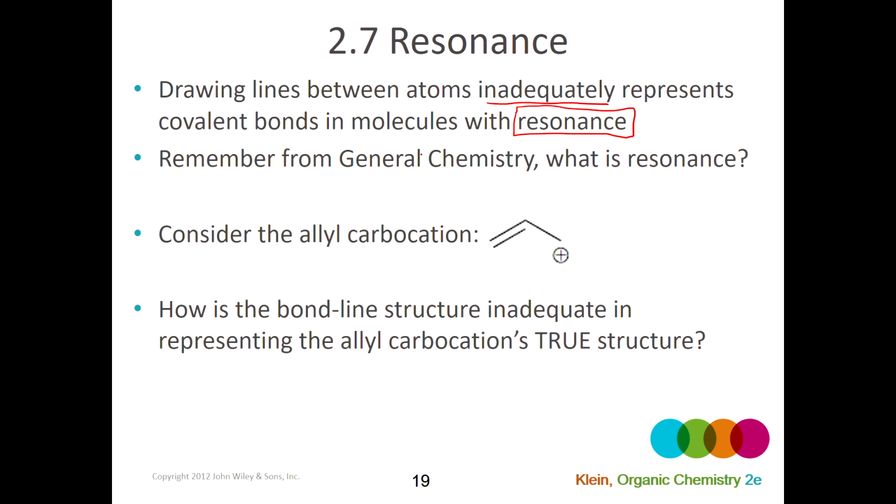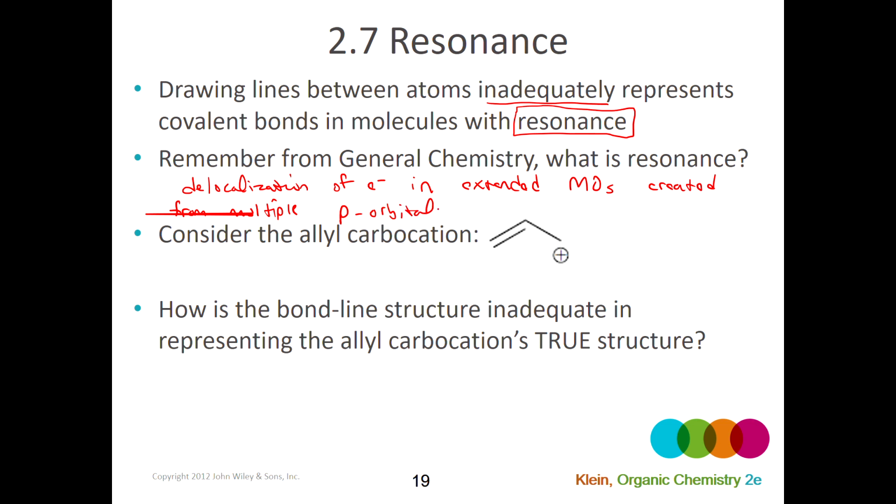So what is resonance? Resonance is, in short, delocalization of electrons in extended molecular orbitals created from multiple p orbitals overlapping side by side. P orbitals overlapping side by side, that's like a pi bond.